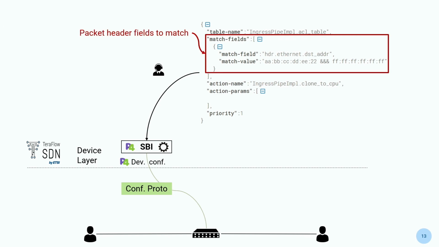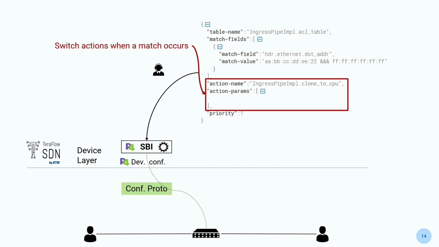Next, we describe the set of match operations that we would like to perform on the incoming packets through this table. In this particular example, the header field of interest is the destination MAC address of the packet, and we want to match a certain value. So all the packets that have a destination MAC address of this value will hit the table here.